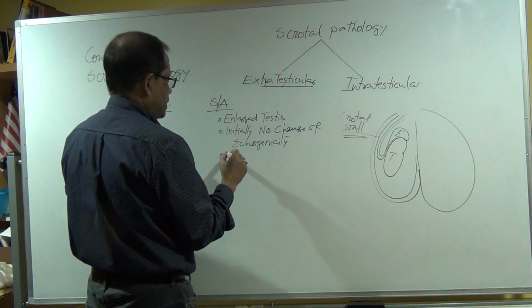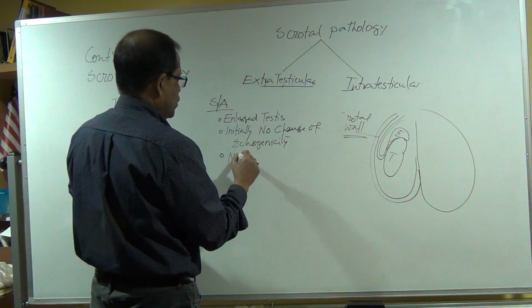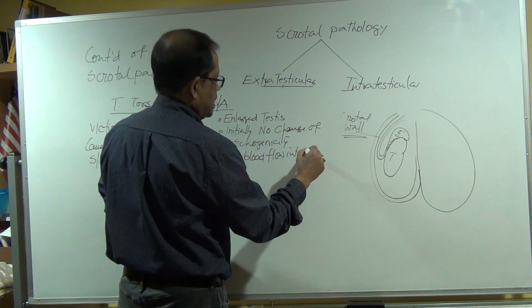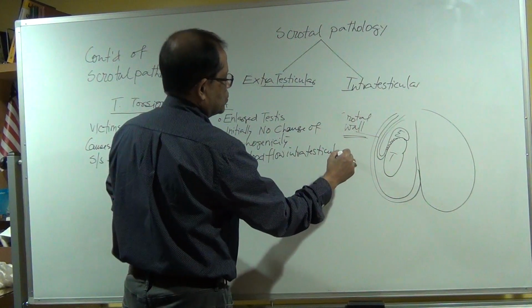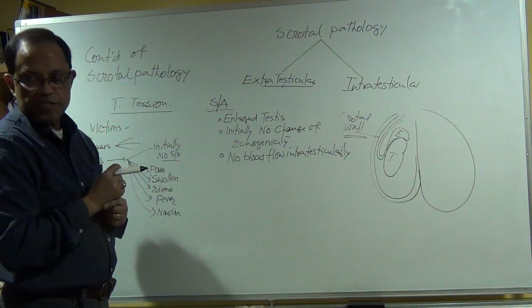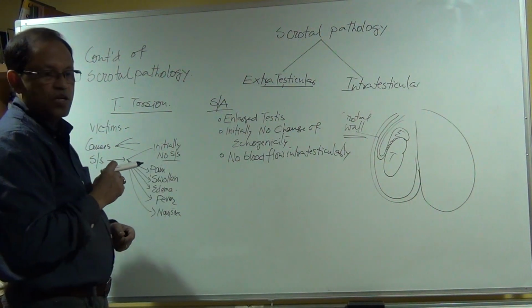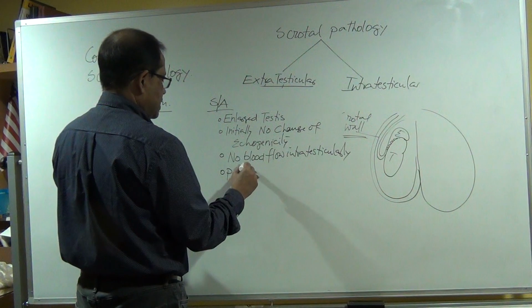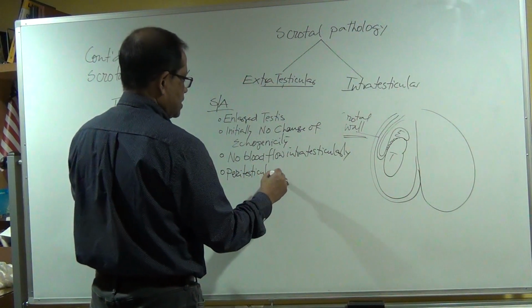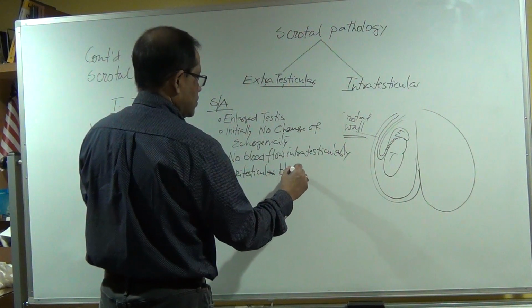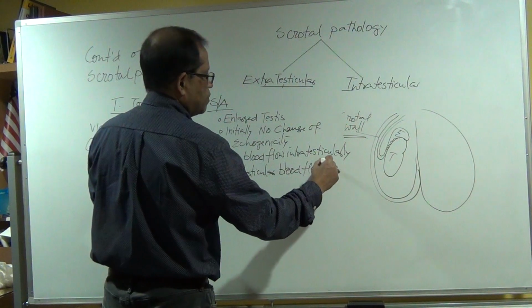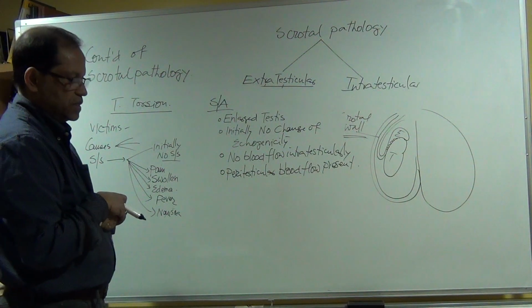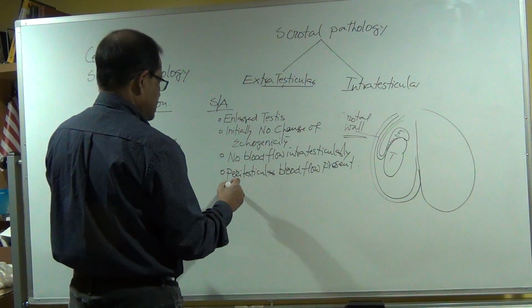Then you will see gradually no blood flow intratesticularly. No blood flow intratesticularly. That means intratesticular blood flow decreases and is absent. Peritesticular blood flow present. Peritesticular blood flow present. What else? Reactive hydrocele.